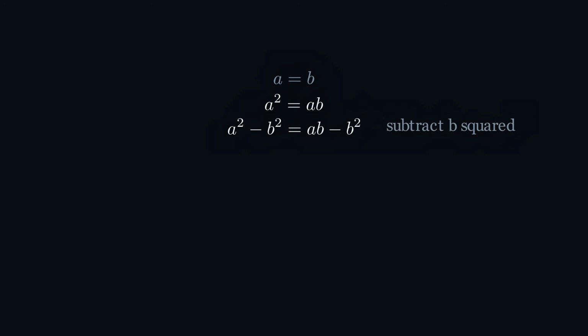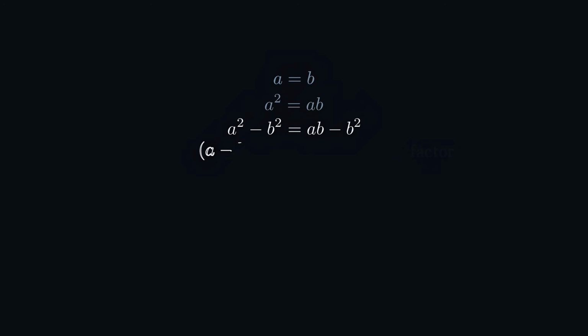Now, let's start off with one simple, harmless assumption. A equals B. Now, we're going to mess around with this a little bit, but we're going to remain in the realm of simple, basic algebra. Now, pay attention very closely. We're going to square both sides, so a squared equals ab. Then, we're going to subtract b squared from both sides.